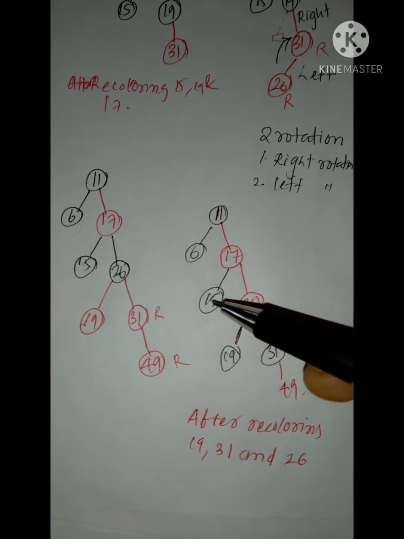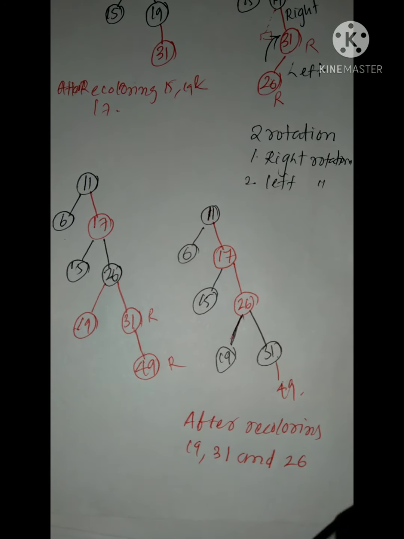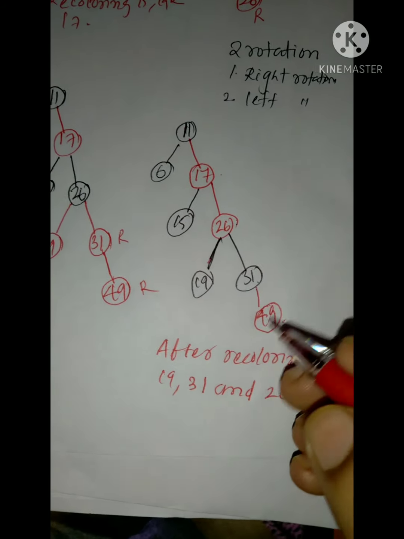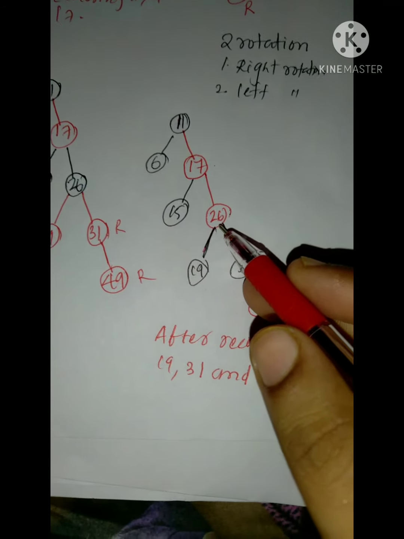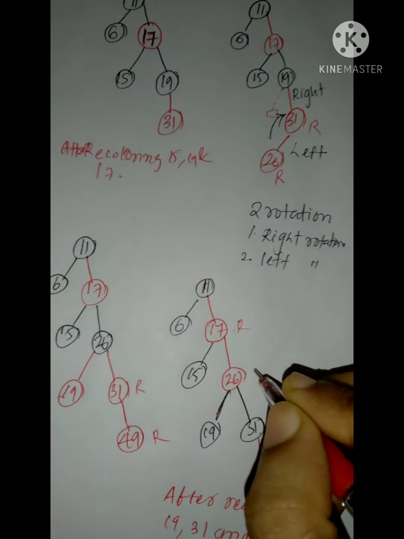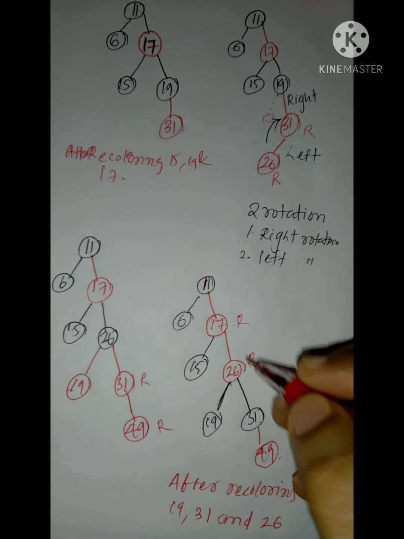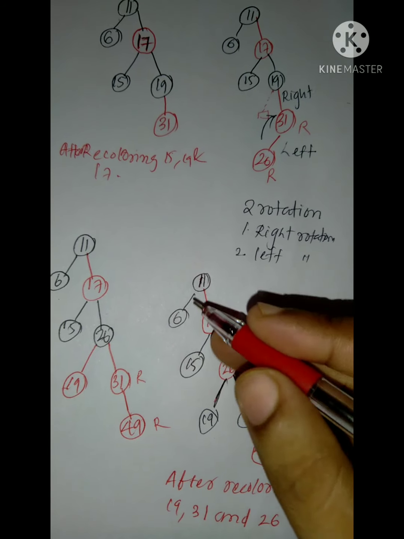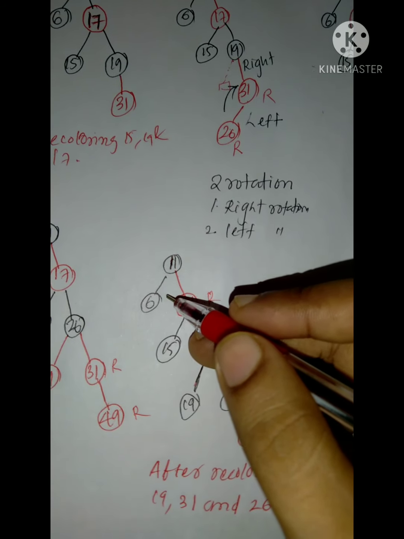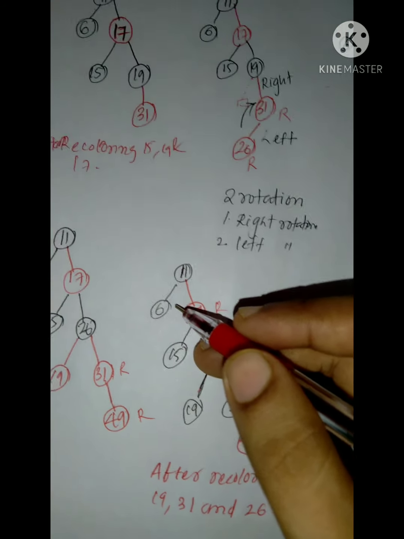So the color of 19 and 31 has changed to black and its parent has also changed color because that is not a root node. And again an RR conflict can be seen here. So you want to check for the parent's sibling. The parent's sibling is black in color. So you want to perform the required rotation. After that you want to recolor it.